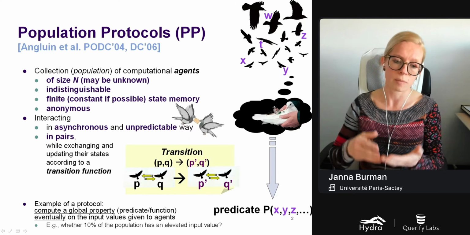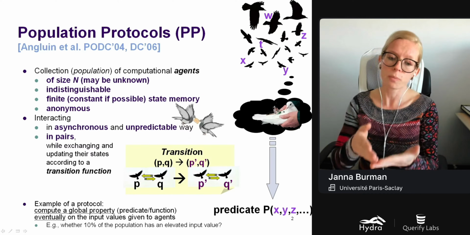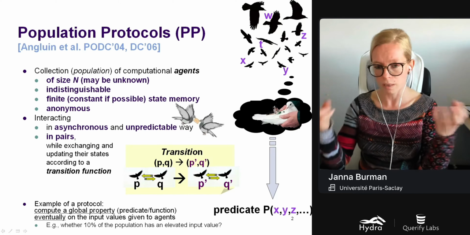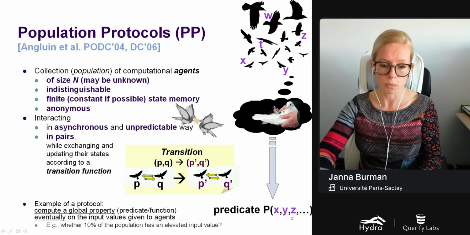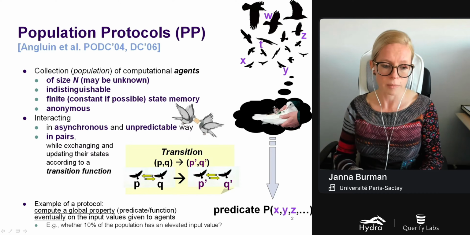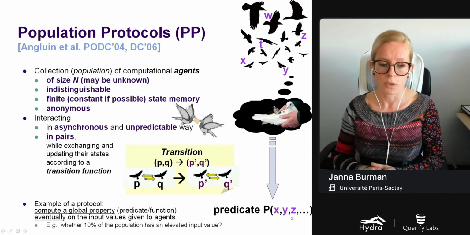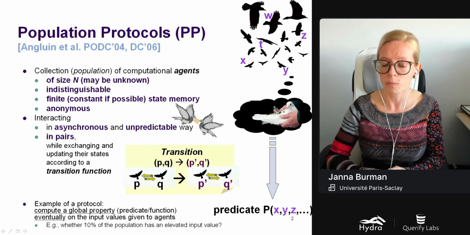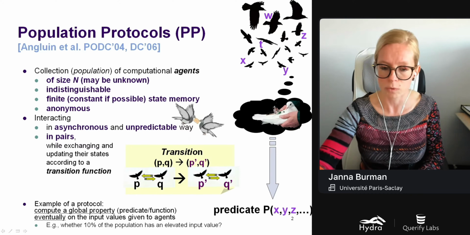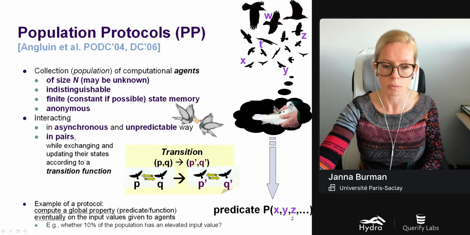Okay. And the goal is, for example, to compute some global property, some predicate or function on the input values which are given to these agents at the beginning. So this is one of the things we would like to do in this system, in a very abstract way, of course. For example, whether 10% of the population has an elevated temperature or any elevated input value, this can be an example of what we would like to compute. But we will see other things that we would like to compute, more basic primitives.